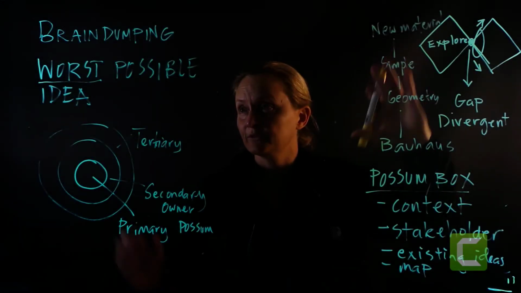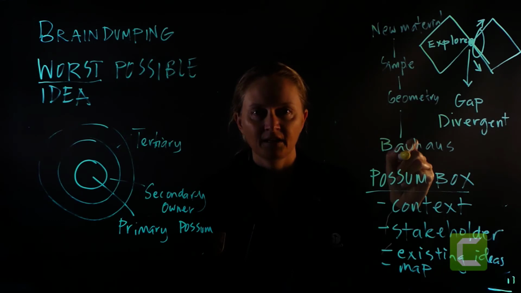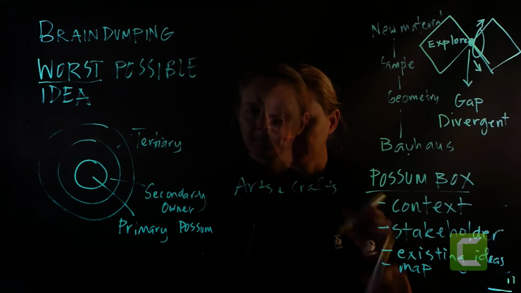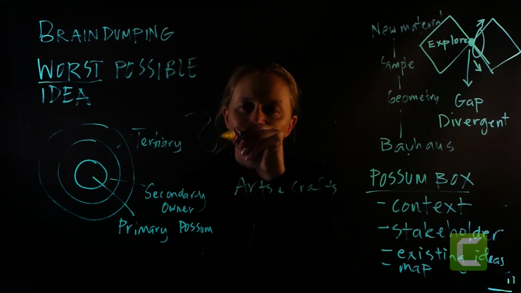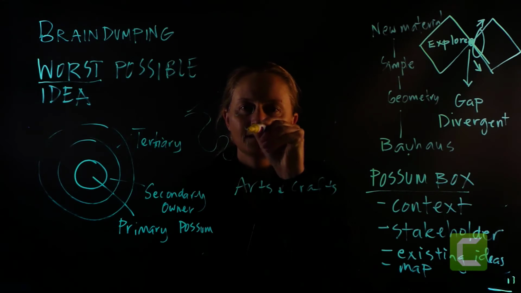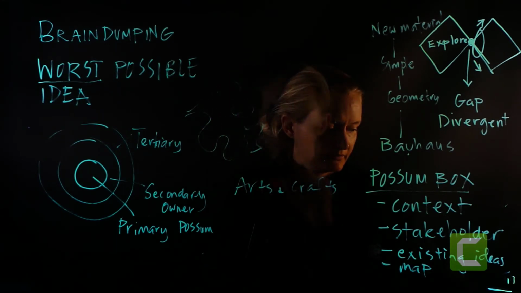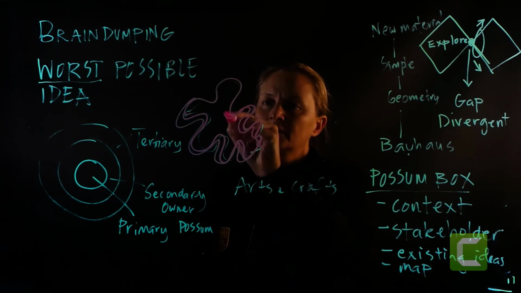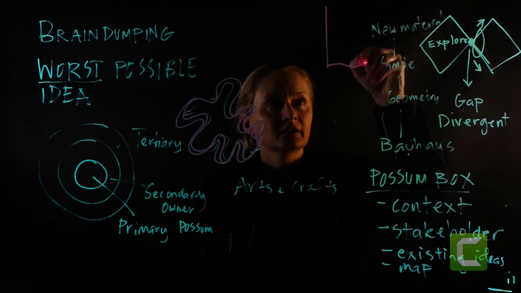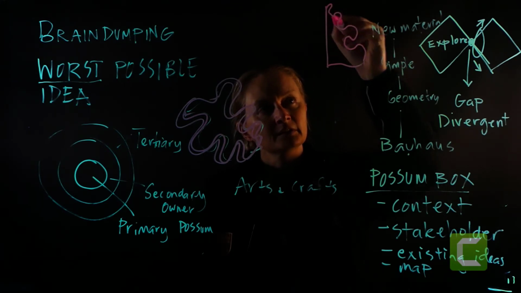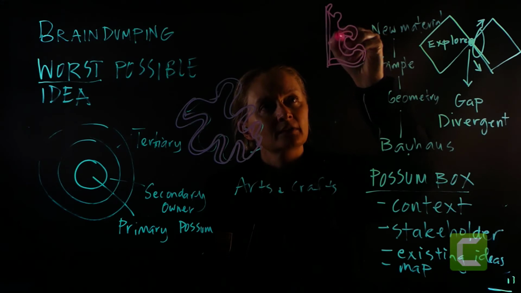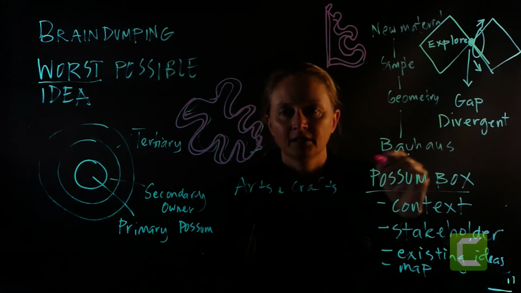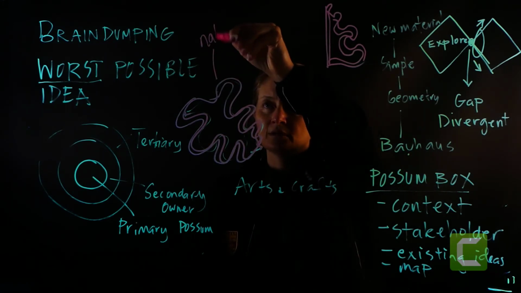Okay, so we're trying to do opposite, worst possible idea. Opposite to Bauhaus, perhaps it's arts and crafts. So maybe we have something that's super ornate and detailed. Maybe it's really organic in nature. Maybe it has detail on the edges that are swivelly, and the possum might be in here, and maybe we've got engravings. Maybe we could think about the colours of Bauhaus, and instead they're more natural colours.